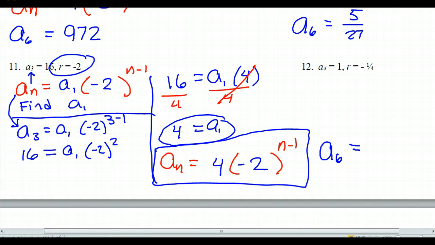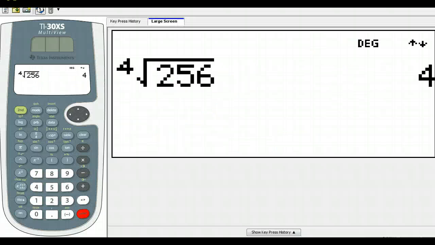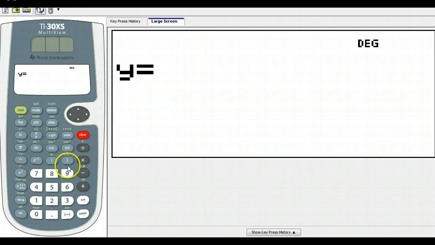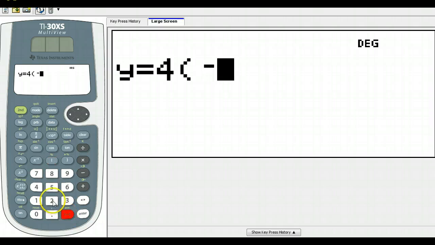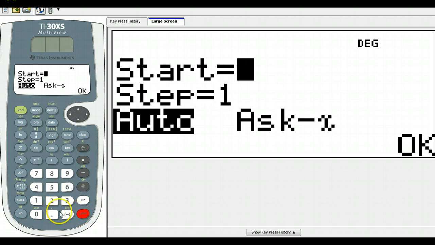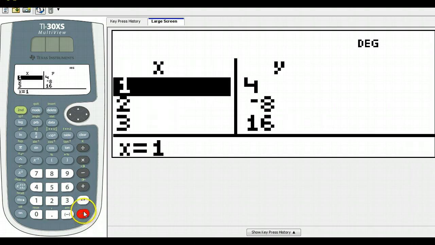So I'm just going to put this in the calculator. So on your TI-30, hit the table button, and let's just type in this equation. So we had 4 times negative 2 to the n minus 1 power. We'll just do x minus 1. All right, and let's just start off at 1 and get to the table. So here's a table of values. Now, right away, this helps us check our answer, which is always good to do.